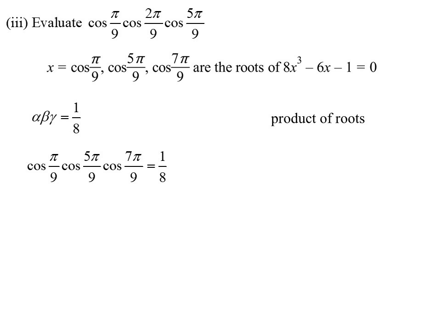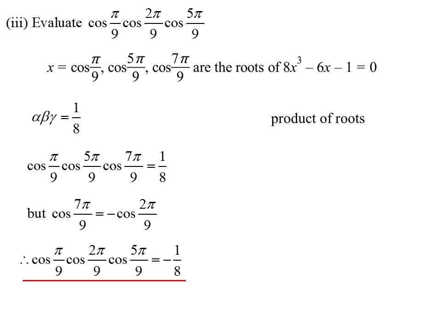We've got the cos pi on 9, we've got the cos 5 pi on 9, we're missing the cos 2 pi on 9. So I need to play around with that cos 7 pi on 9. But if you think about it, cos 7 pi on 9, well hang on, that's in the second quadrant. The acute angle would have been 2 pi on 9. It's the same as negative cos 2 pi on 9. Well, if I substitute that in, I now have my answer. It would end up being negative 1/8. There's our answer for the multiplication of those three cosine terms.